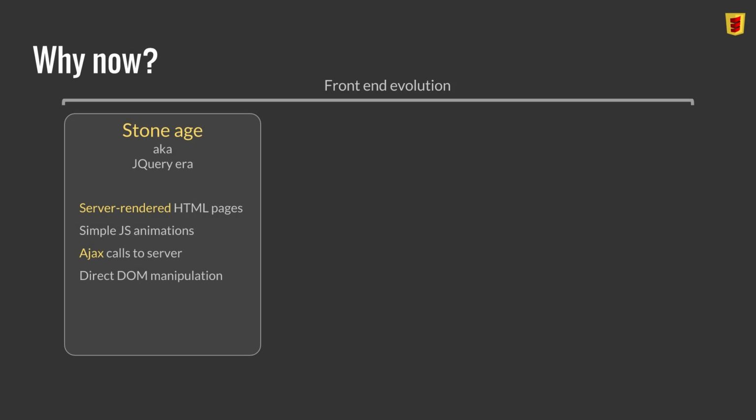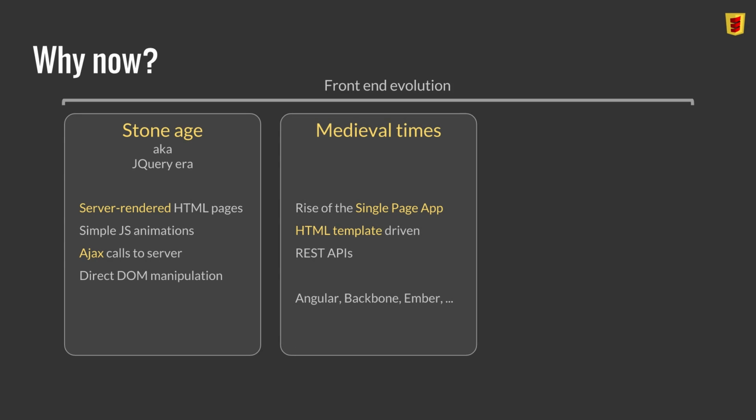But luckily people saw that this is not really the way to go, so we enter medieval times and see the rise of the single page app. The server is now reduced to just giving me data. I don't want HTML from the server. I have all these HTML templates on the client side that I'm using for rendering, so JavaScript is now actually driving the application. It has a much bigger role than before, and REST APIs are being used to call the server. So we get all these frameworks like Backbone, Ember and Angular from this era.